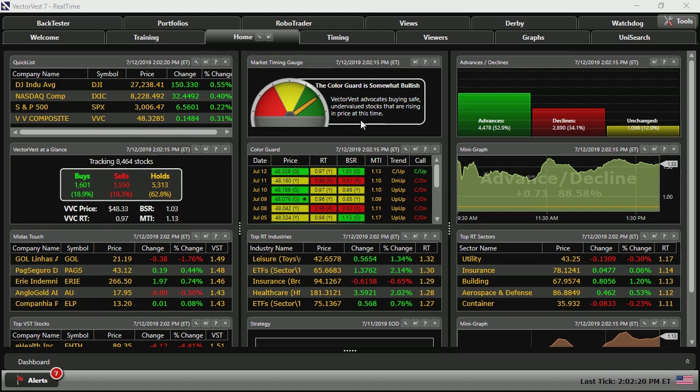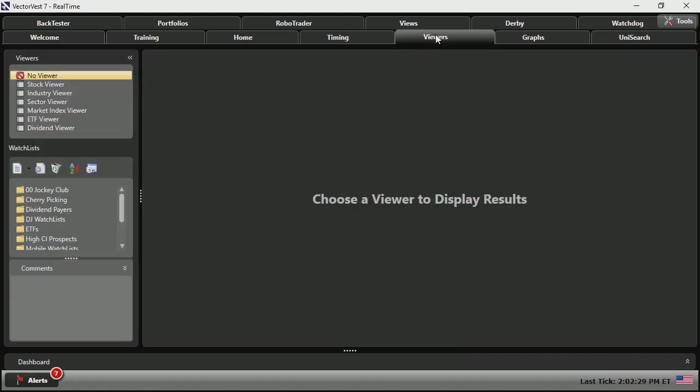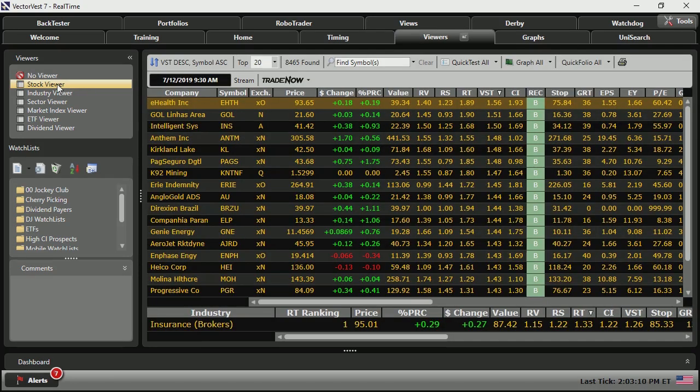Once we know the markets are rising and it's a good time to be buying stocks, we make finding the right stocks a breeze. Simply choose the Viewers tab at the top of the screen. And a great place to start is the Stock Viewer on the left-hand side. Here you'll find a daily list of our highest VST rated stocks. VST stands for Value, Safety, and Timing, and we'll get to that in just a moment.